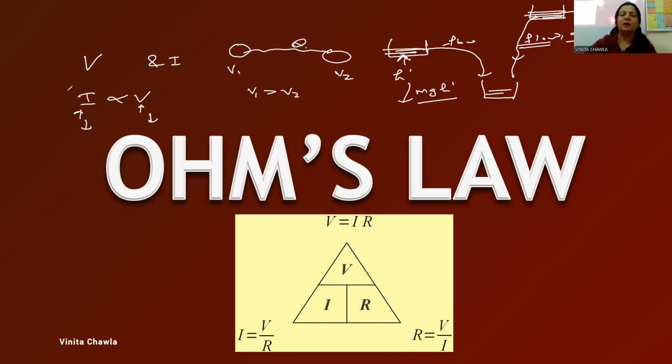So here current is the dependent variable. Current is the dependent variable and potential difference is the independent variable. Yes.